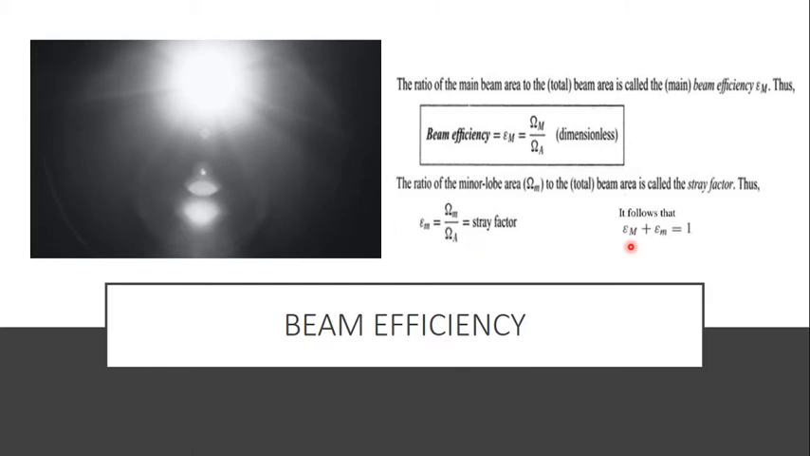And when we add the beam efficiency plus the wasted power, the stray factor, we get a total of 1, which means 100% efficiency. But this is not possible because definitely there will be some losses. But this equation implies that when the main beam area and the stray factor are added, we can attain maximum beam efficiency.